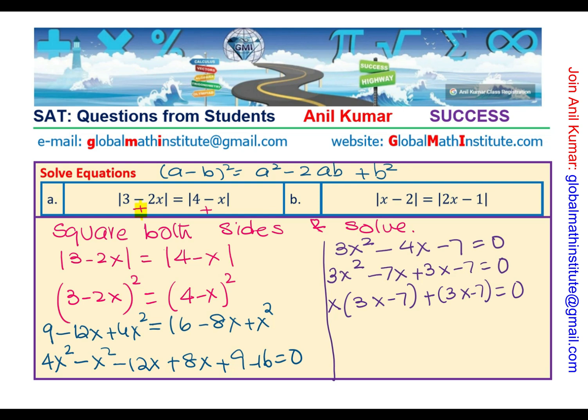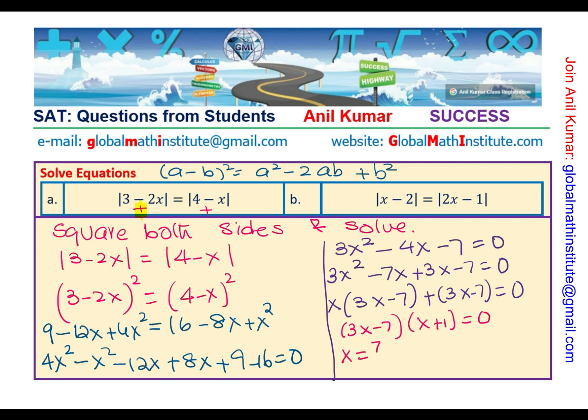So now let us factor this to solve. We know 3x minus 7 is common, and we are left with x plus 1 equals 0. Equating each to 0, we get the value of x. So x equals 7 over 3, and here we get x equals minus 1. So these are the two solutions for the given equation. Makes sense, right? You can always substitute these values, check the result.